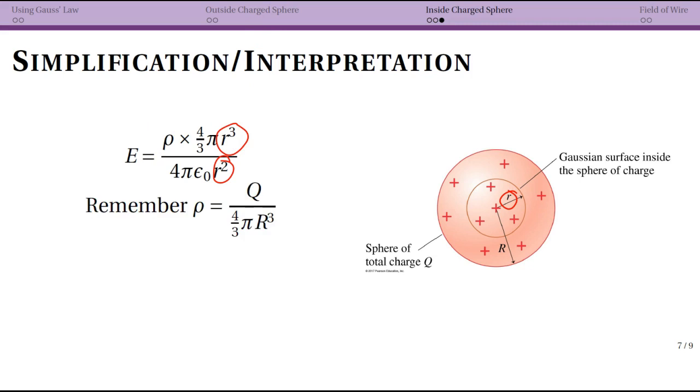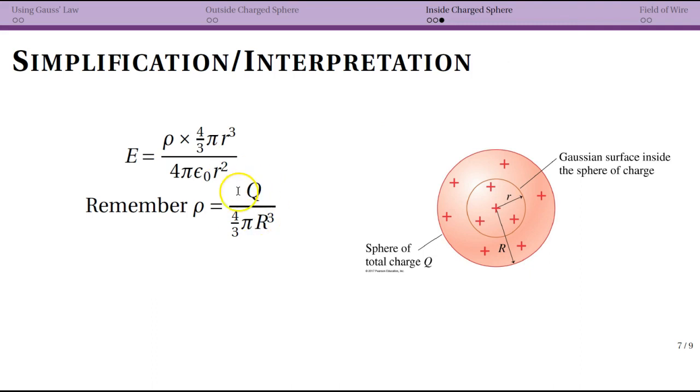But one of the other things we want to do is plug back in rho. Again, in some problems, you might be told what rho is just in general, especially if it's like a slab of charge or a wire of charge. Those you would be told either rho or eta or lambda. But here, let's go back to our primary information, which was the radius and the total charge of our charged sphere.